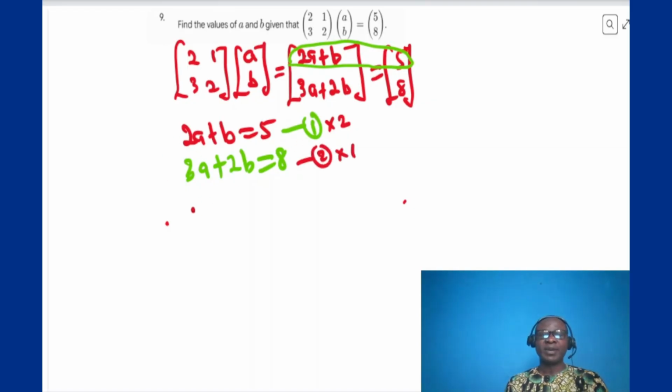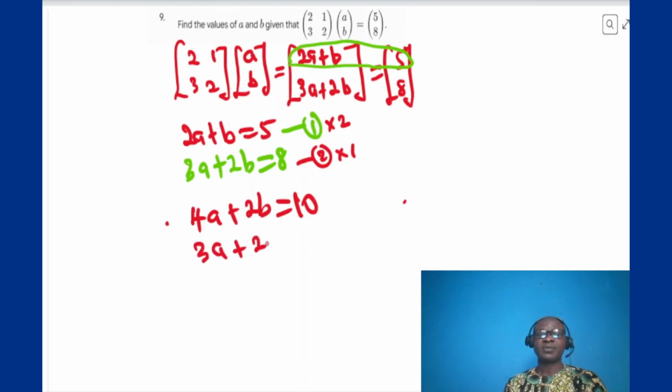2 multiplied here will give me 4A plus 2B equal to 10. I multiply by 1. Is that not 3A? Where? That's 3A now. How did you get 4A? I'm taking the first one now. See the first one.